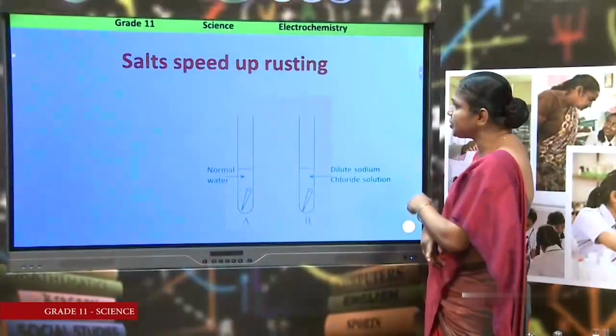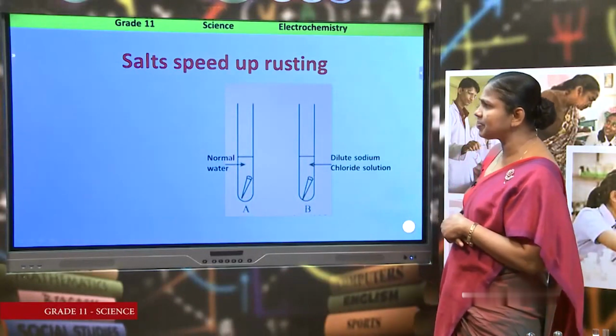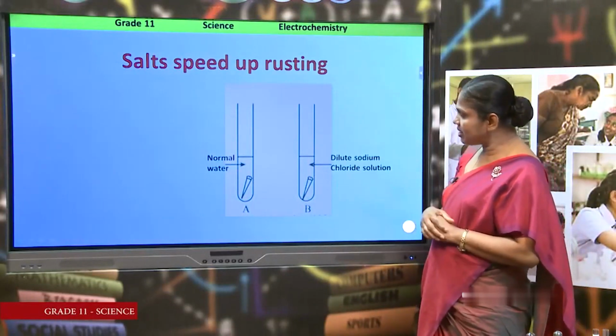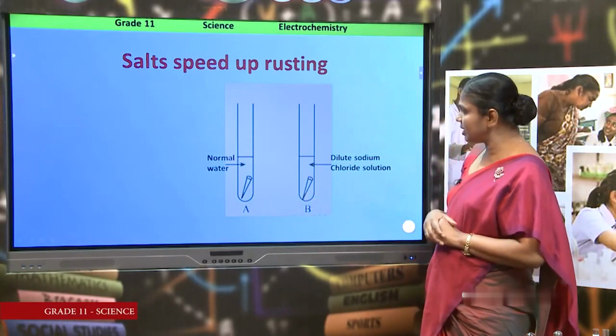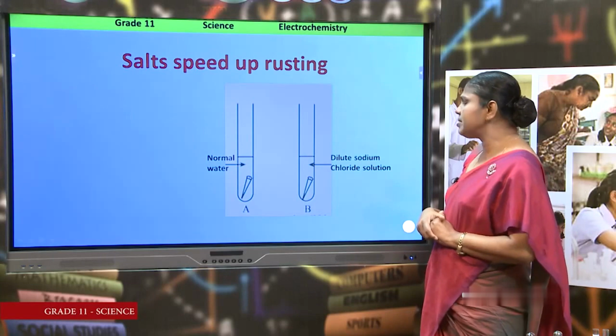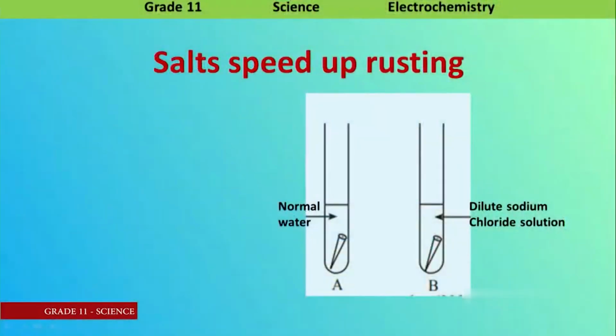And salts too speed up rusting, children. See, here are 2 clean iron nails. One is placed in normal water and the other one is placed in dilute sodium chloride. It's a normal common salt solution. When you place these iron nails and observe after a few hours, you will observe the iron nail in B with sodium chloride has rusted more. That means salts speed up rusting.